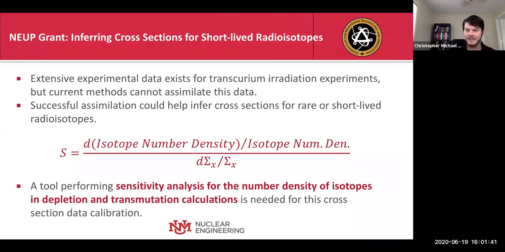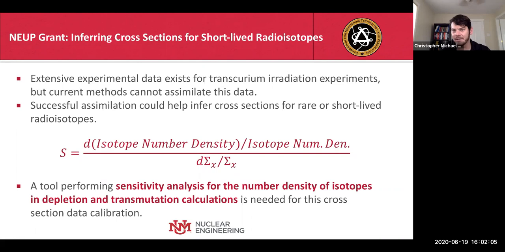But to do that, we need sensitivities for the isotope number density as a function of these cross-sections. So that's known as depletion perturbation theory. The math behind it is really complicated. So I've been reviewing it with a student lately, and it's tough for sure, but it allows for some promising capabilities if we can pull it off, right?